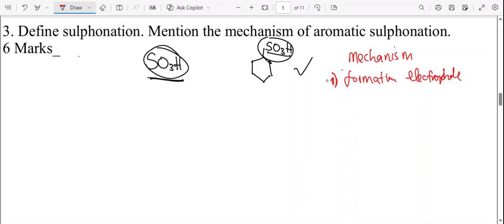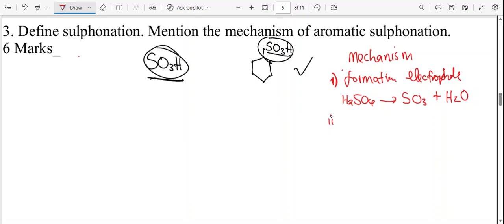Electrophile, formation of the electrophile. What do we do under this? The sulfuric acid that we had will now form SO3, plus H2O. All right, there's nothing we have changed, everything is just okay. So this is the first step.